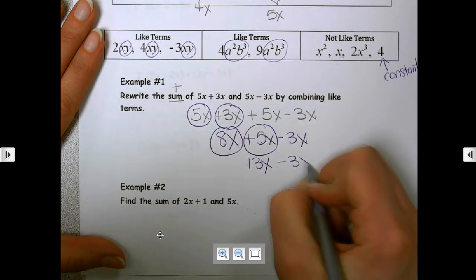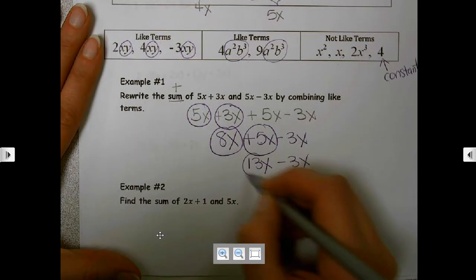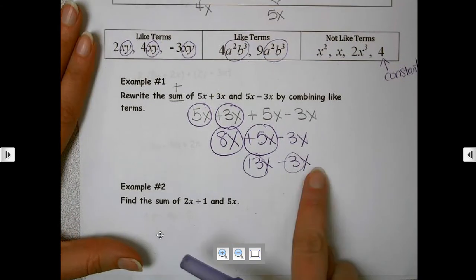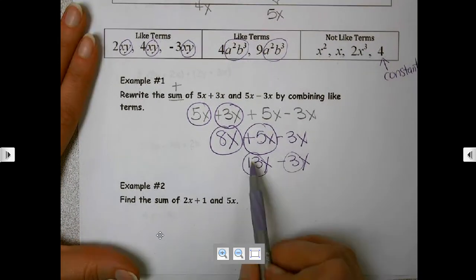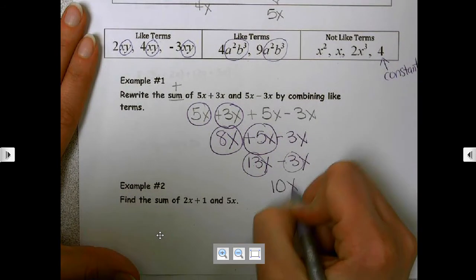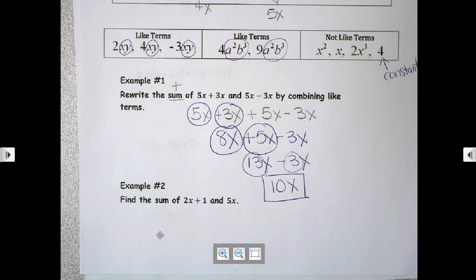Bring down the minus 3. We're once again going to add the variables that are like terms. They both have x's. They are like terms. 13 minus 3 is going to give us 10x. So our answer for this problem will be 10x.